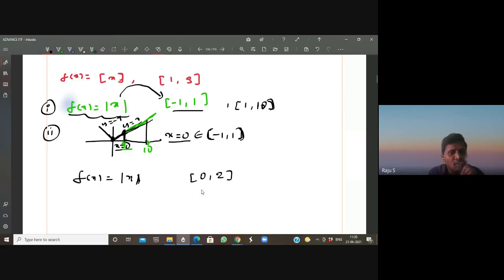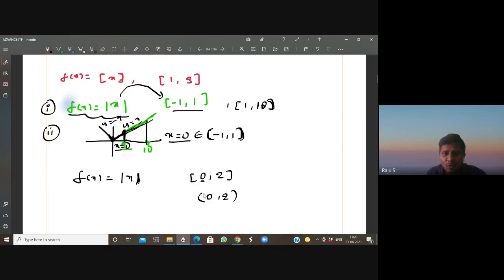Say differentiable in open interval or closed interval? Open or closed? That is important. Open. So you take the open interval 0 to 2. If you take a closed interval, what will happen? At 0, a closed interval means 0 belongs to that interval. 0 clearly belongs to the interval. So at 0, clearly it is not differentiable. That we know very well.